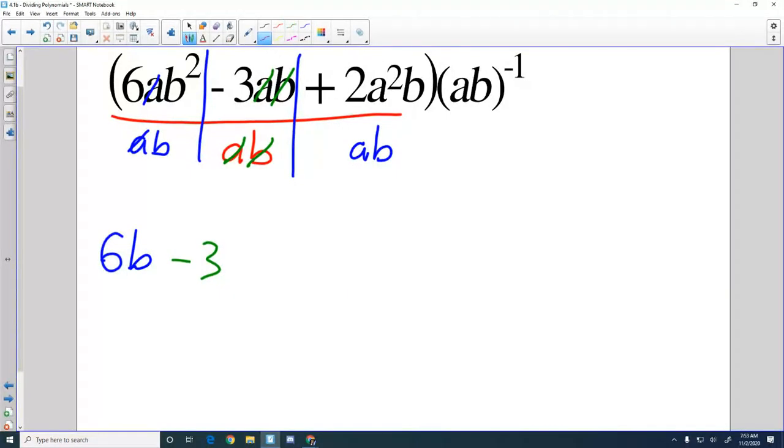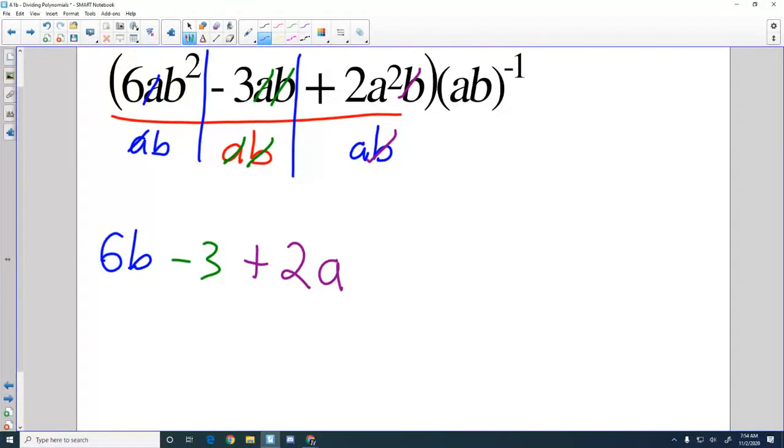Finally, we've got a 2, positive 2. A squared divided by A is just an A. B divided by B cancels out. And that's it. Anyone else get this? 6B, minus 3, plus 2A.